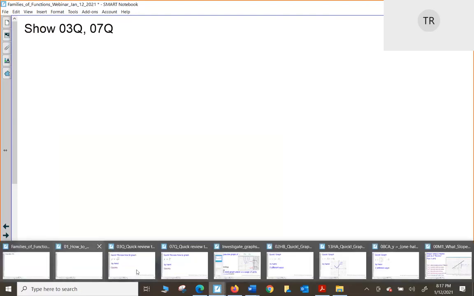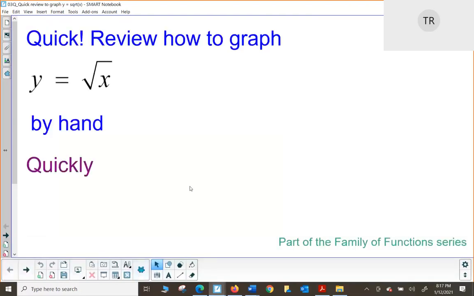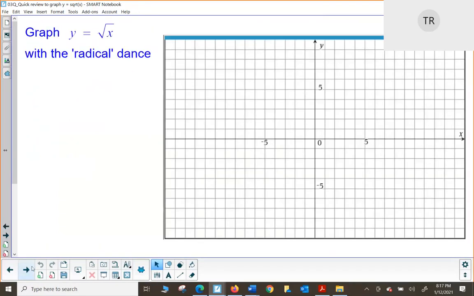This one right here is quick. Review how to graph y equals the square root of x by hand. Part of the family of functions series. Get the grid if you need it. All right, so we're going to use what I call the radical dance, and that would be something that would be talked about in the how to graph it.